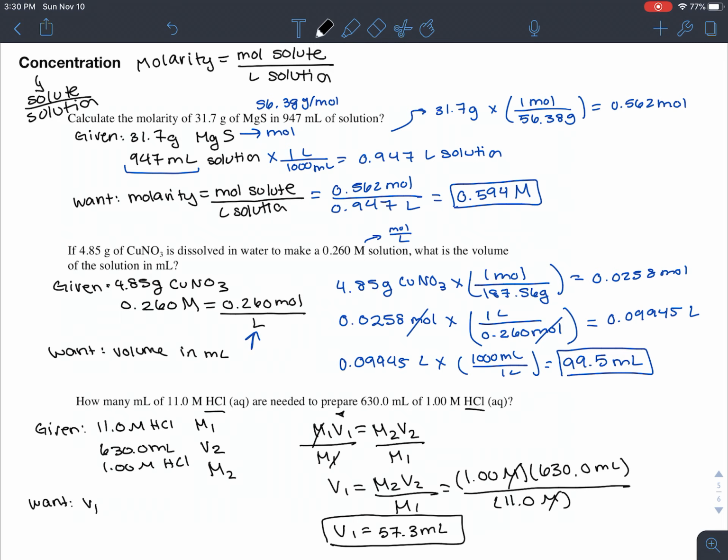So here we weren't isolating anything in the molarity. We were given two molarities and one volume, wanting to find another volume. It's basically asking to make a 1 molar hydrochloric acid solution, which is way less concentrated than 11. But you have 11. So how much volume do we need to dilute it down to 1 molar? You figured out that starting with just 57.3 milliliters of 11 molar HCl, then taking it up to 630 milliliters will dilute that down to 1 molar. You can always use the dilution equation when it's the same exact compound.